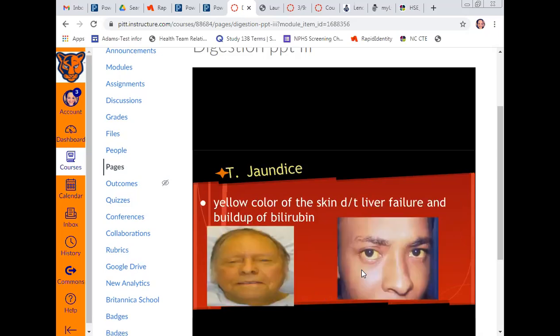Next is jaundice. We talked about this a couple of times in the past. Jaundice is an issue with your liver. So we have two different scenarios here. We can have someone who is an adult who develops an issue with their liver, whether it be hepatitis, HIV, cirrhosis, alcohol use, whatever. And then what you see here, the second term, buildup of bilirubin.